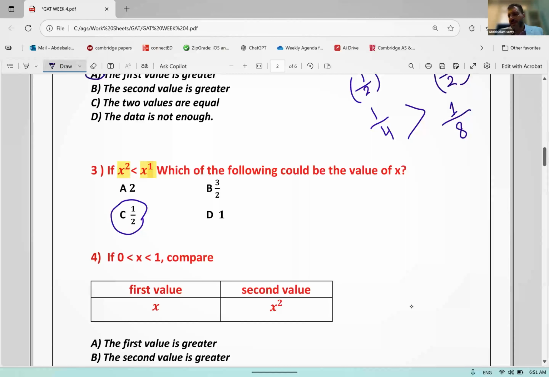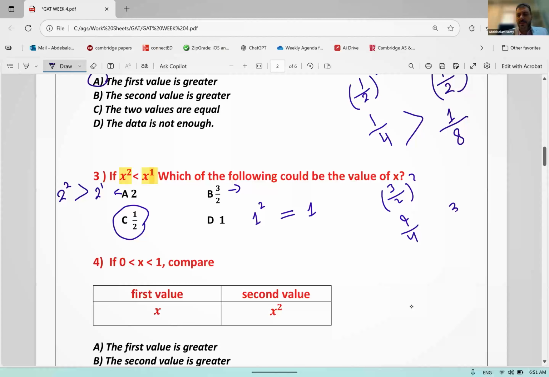You will say, Mr., say I forget this technique. How can I solve this question? I will test the choices. If I test 2 power 2 is 4 and 2 power 1 is 2. It is not less, it's more. What about 1? 1 power 2 is 1 and 1 power 1 is 1. It's equal, it is not less. What about 3 over 2? 3 over 2 power 2 will be 9 over 4, and here 3 over 2 power 1 is 3 over 2. Here also more. So it's only C, because half squared is quarter and half power 1 is half, which is correct.